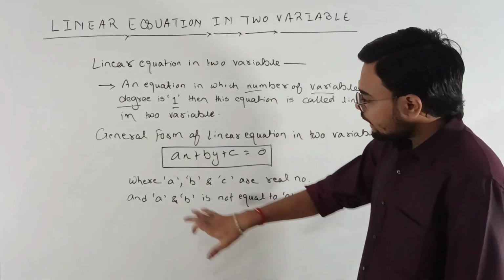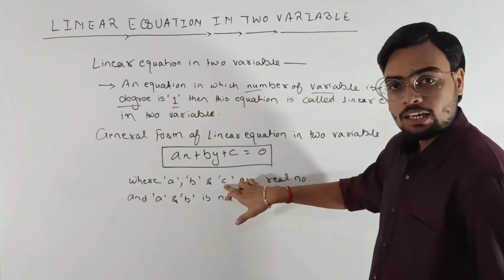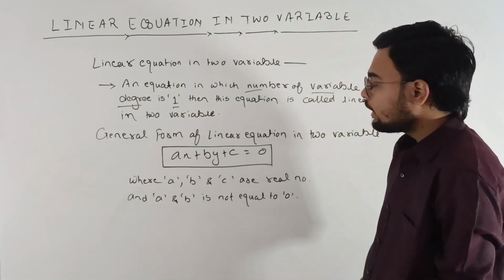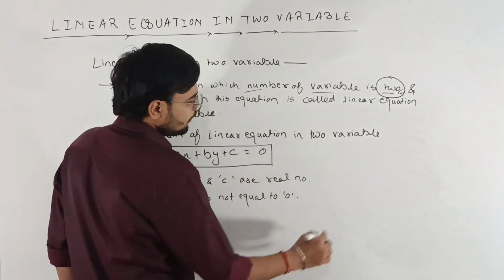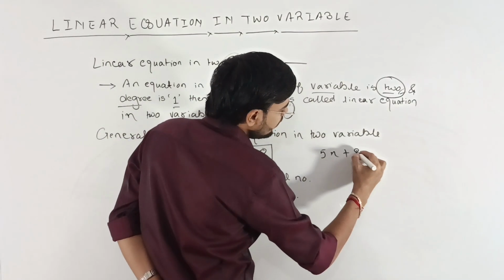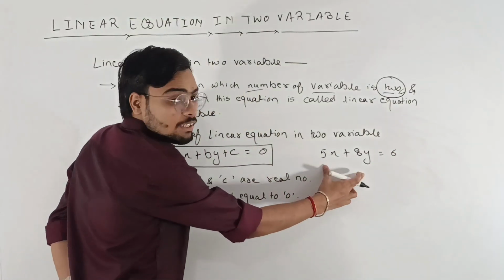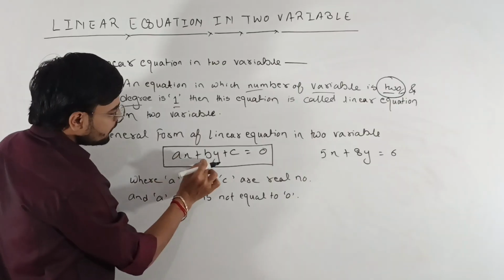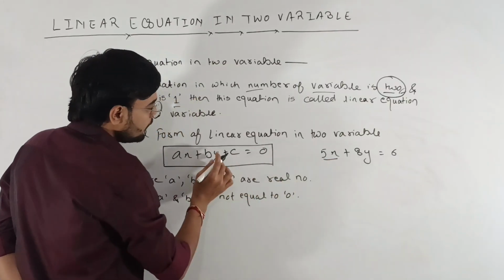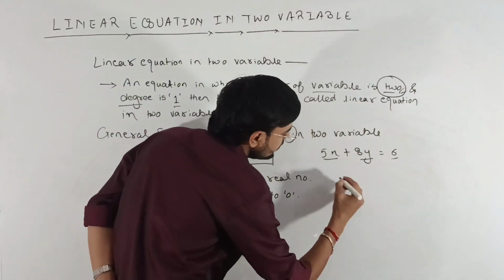The general form of a linear equation is ax plus by plus c is equal to 0, where a, b and c are real numbers and a and b are not equal to 0. Let's see one example. Suppose we have a linear equation in two variables, 5x plus 8y is equal to 6. First we convert it into general form. The general form is ax plus by plus c, where c is a constant.